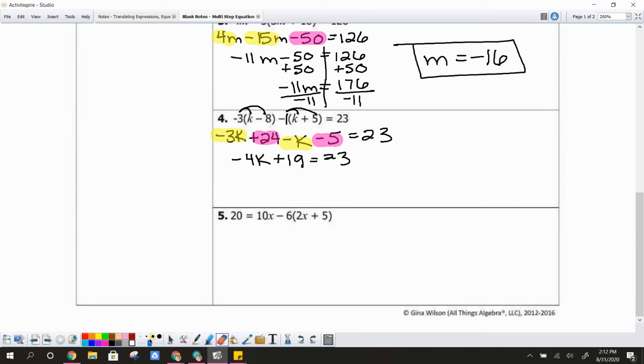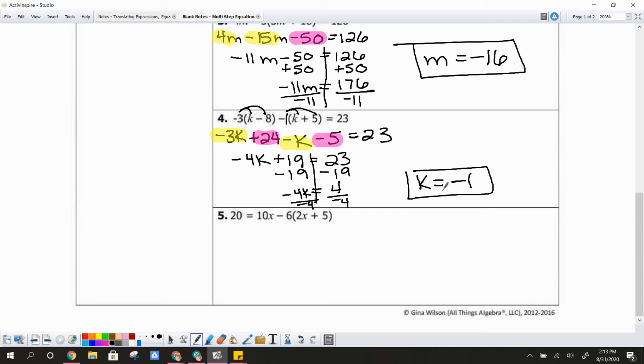So what I'm going to do now is get rid of that 19. To get rid of this, I'm going to subtract it from both sides because it's the opposite of what is there. Okay, and 23 minus 19 is 4. And then to get rid of this multiplication, I'm going to divide both sides by negative 4. And I get k equals negative 1 when I simplify my answer.